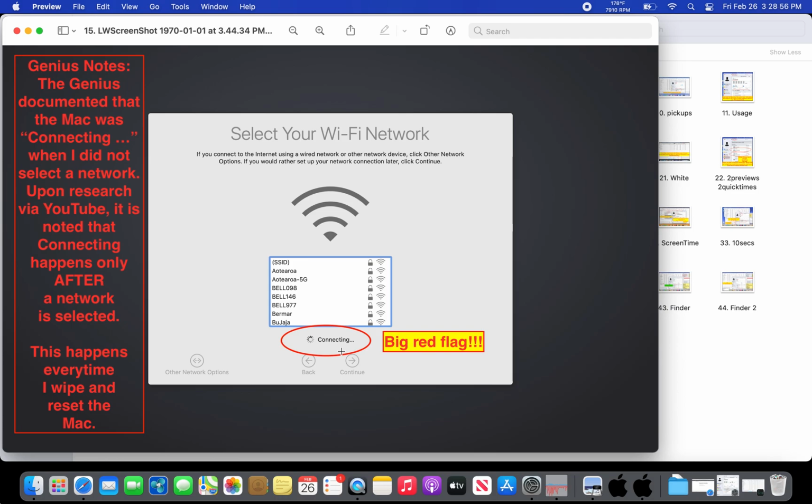We're on the screen for select your Wi-Fi. So the Wi-Fi, the wireless card inside the computer is actually looking for a way to get on the internet. But it can't because we haven't selected anything for it to connect to yet. So by default, it's going to say connecting. So this is expected, and it's going to happen on all the computers.